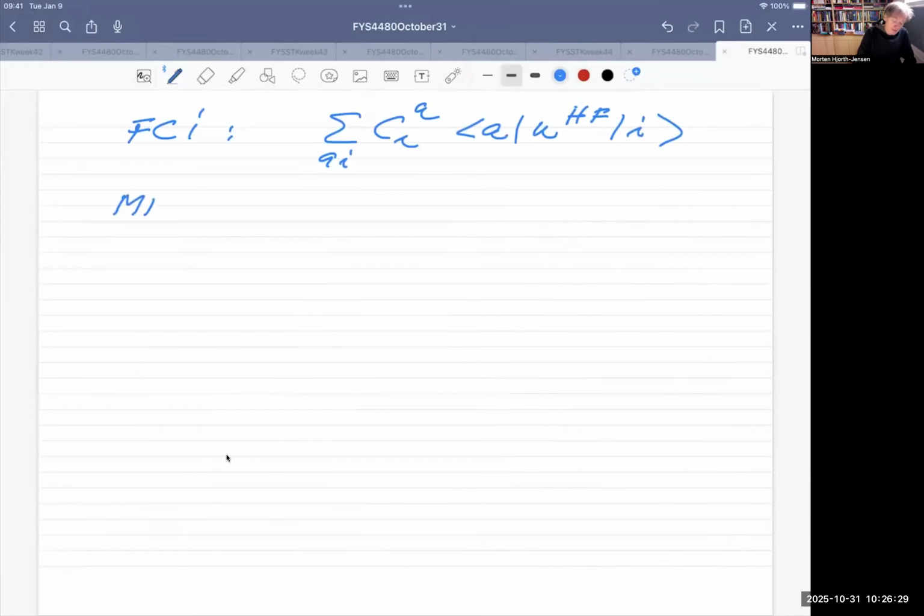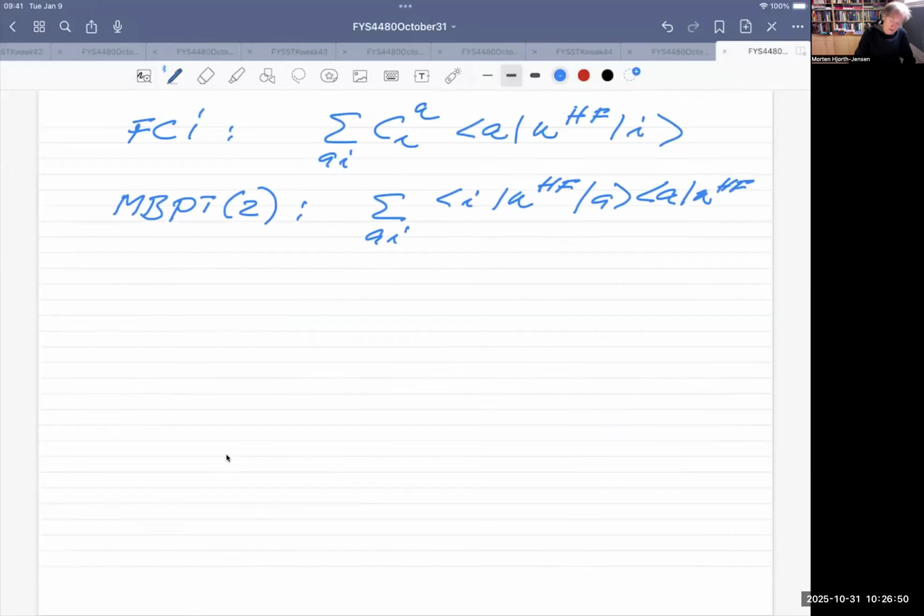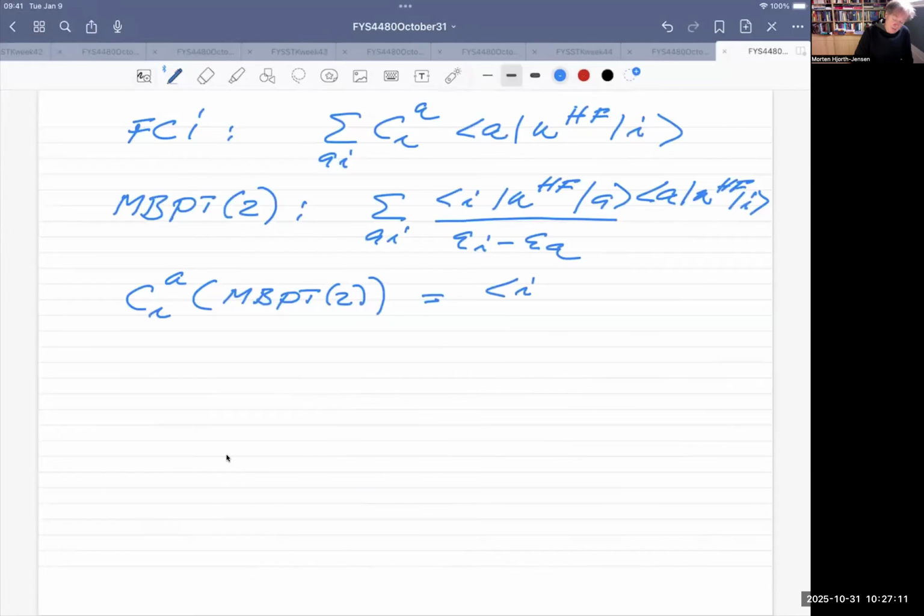If we look at many-body perturbation theory for the one particle, one hole type of excitation to second order, what we have is a summation over A I, with I of U Hartree-Fock of A multiplied with A of U Hartree-Fock of I, divided by epsilon I minus epsilon A. So what we see is that the C I A from many-body perturbation theory, which is actually the correction to the wave function, is given by I of U Hartree-Fock of A divided by epsilon I minus epsilon A. And this is going to approximate the coefficient which we get from FCI. So this is an approximation to C I A from FCI.